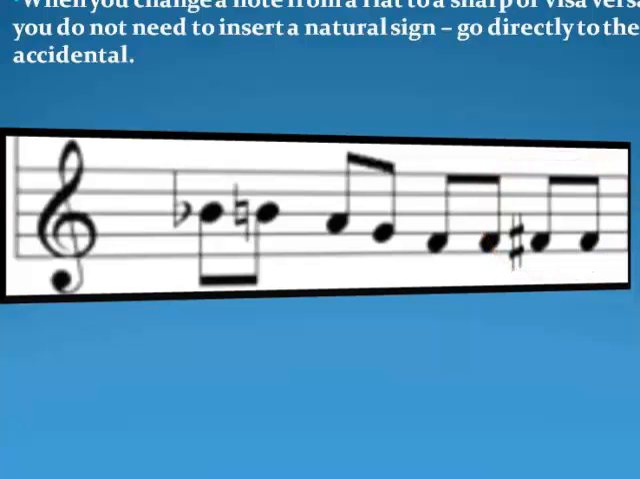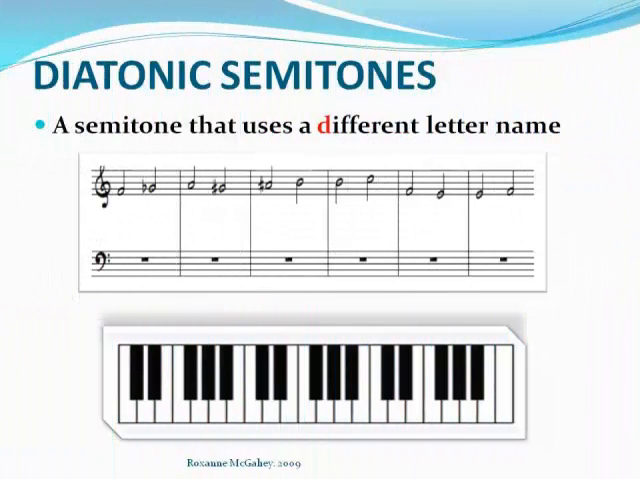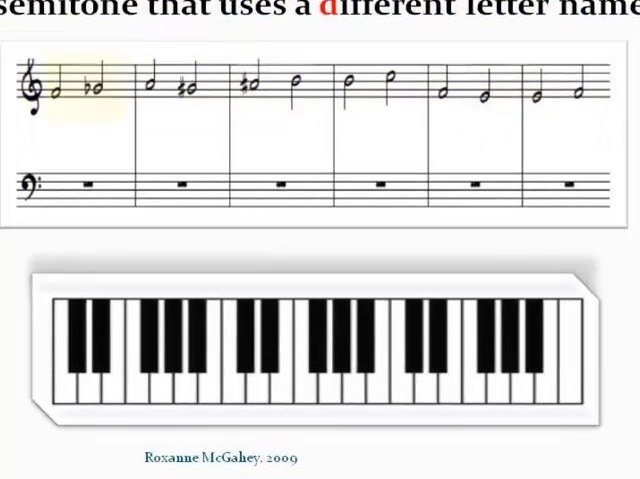Do you remember what a diatonic semitone is? It's simply a semitone that uses a different letter name. The first measure has F to G flat. That's a diatonic half-step or semitone because it has a different letter name. A to G sharp is also a diatonic semitone or half-step because it has different letter names. A sharp to B is also a diatonic semitone because it has a different letter name.